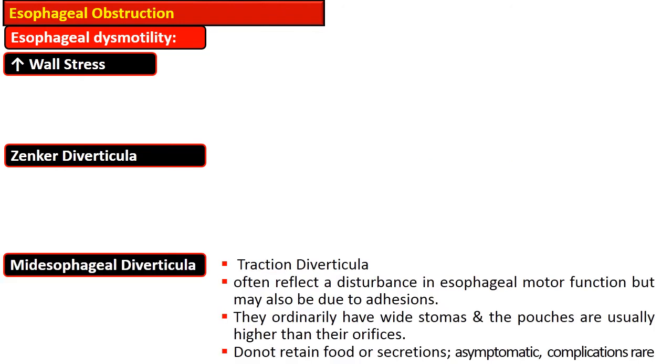The mid-esophageal diverticula are also termed traction diverticula, and they often reflect a disturbance in esophageal motor function but may also be due to adhesion. They ordinarily have wide stomas, wide openings, and pouches are usually higher than their orifices. They do not retain food or secretion due to this morphology, and they are asymptomatic, and complications are rare.